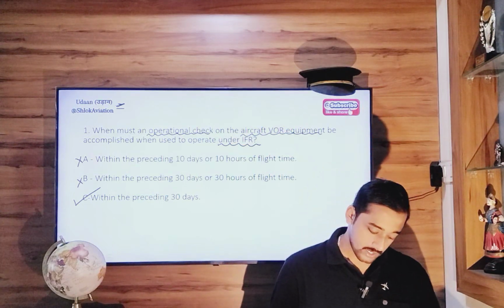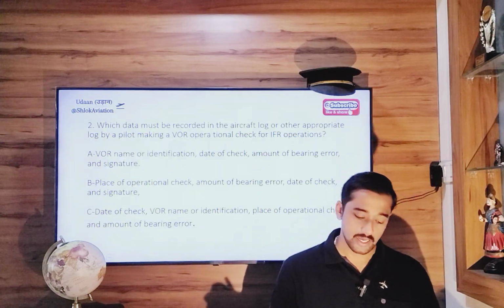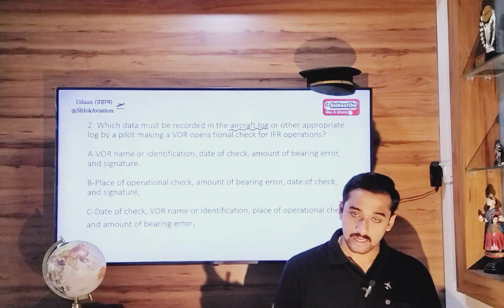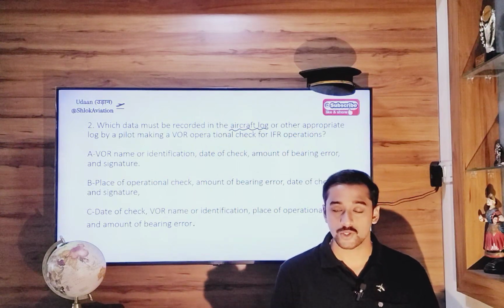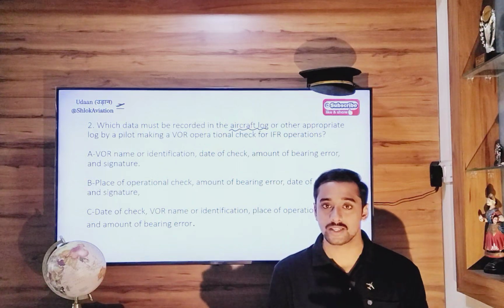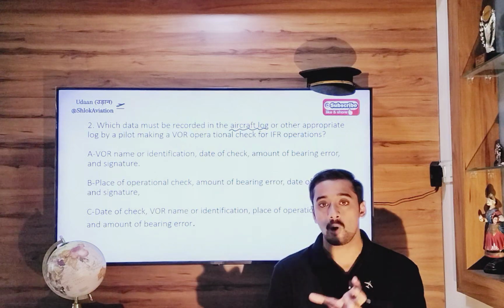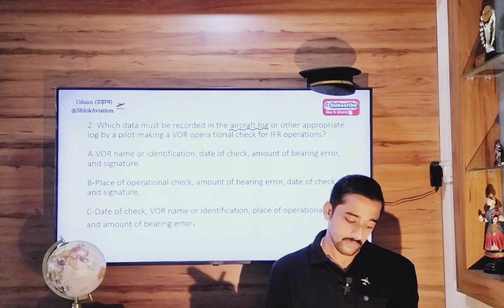Very important. Next, question number two. What data must be recorded in the aircraft log or any other document by a pilot making a VOR operational check for IFR operations? So where do you enter that information? Whatever checks you are doing, where do you log that check information? So what kind of data and where?